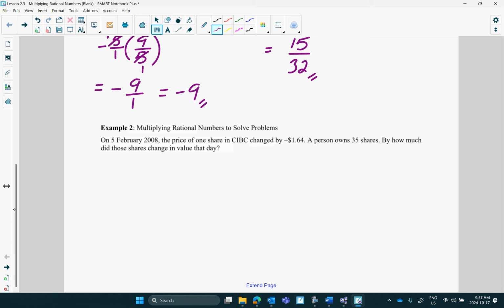Well, 1 is negative 1.64. How would I find 35 of those? What operation would I do? Oh, come on. Multiply. Thank you.